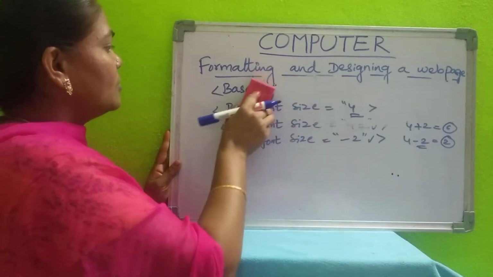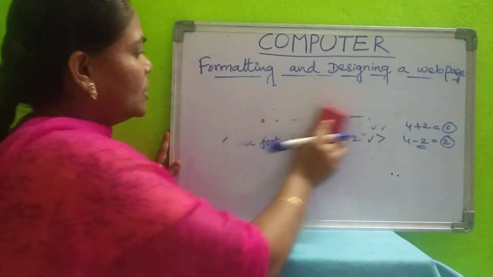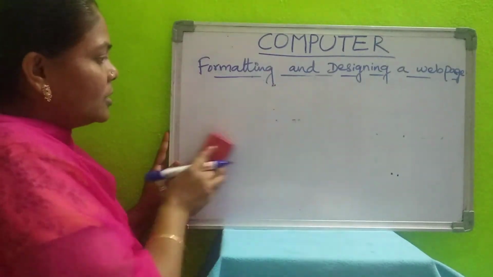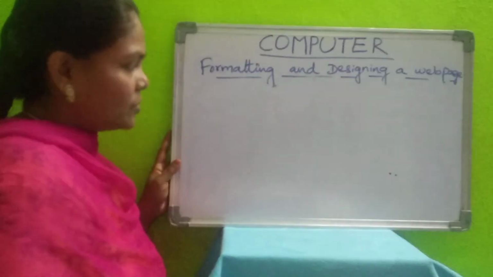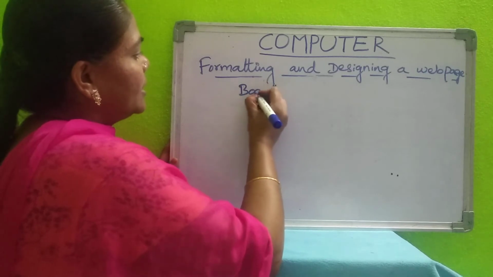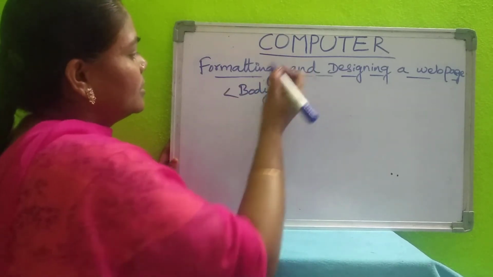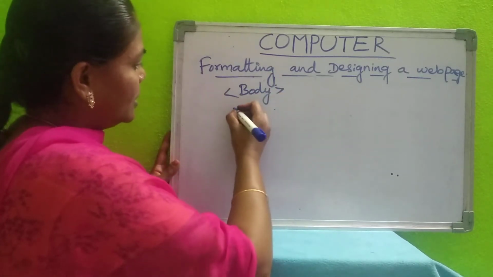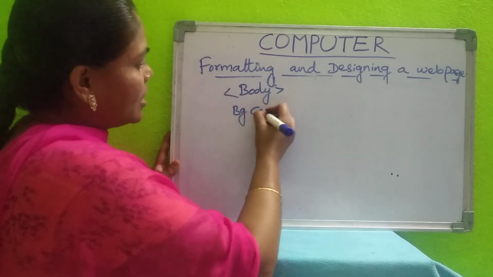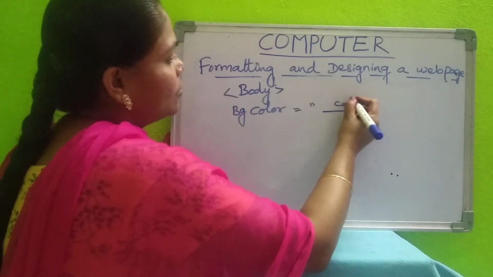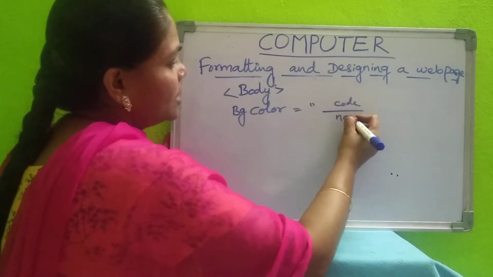So next one is the body tag. In this body we have different attributes. In this body tag, whatever you write will be displayed in the web page. For the body we have the attribute called bgcolor, background color. Here you can mention the code or the color name.